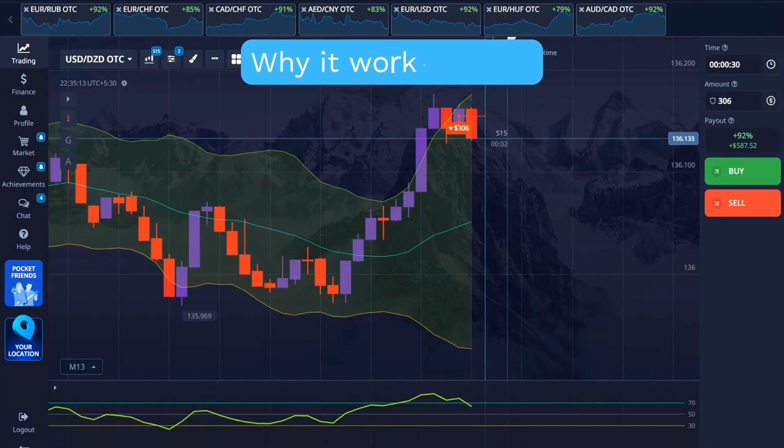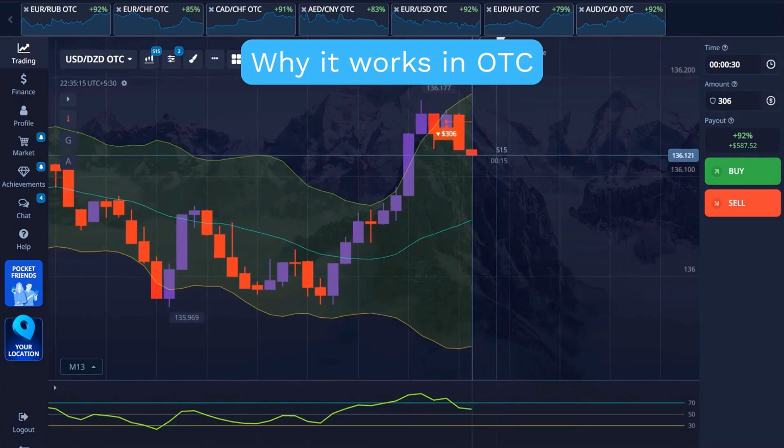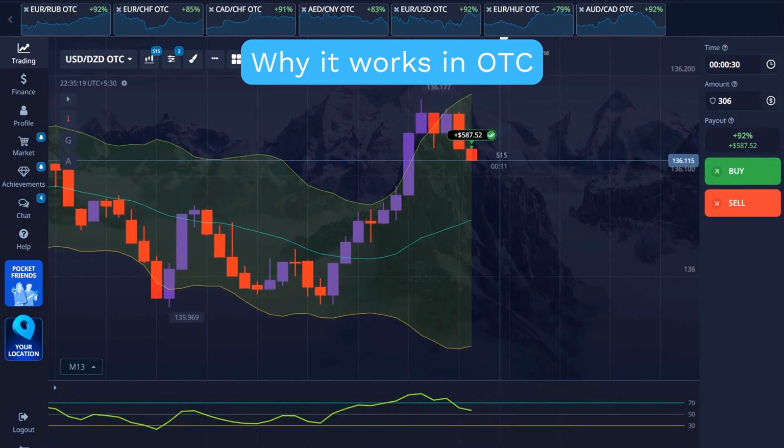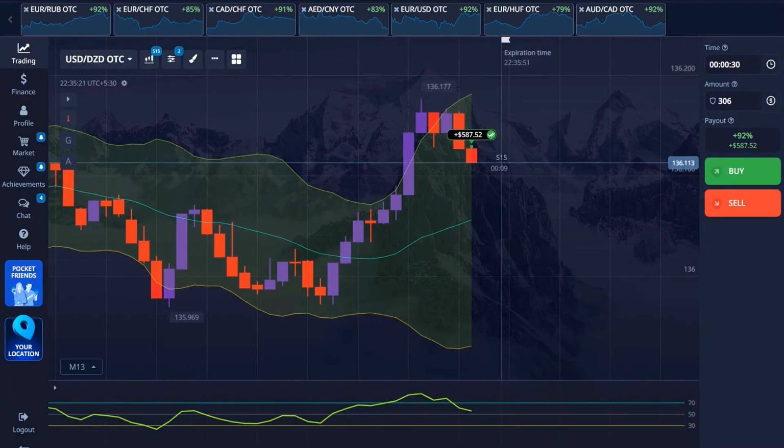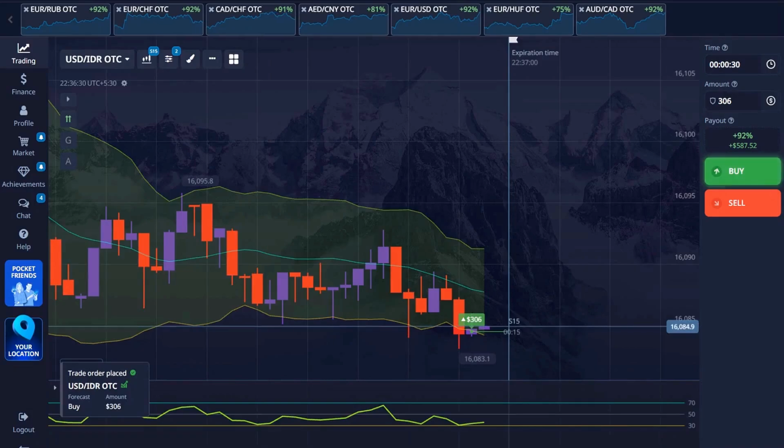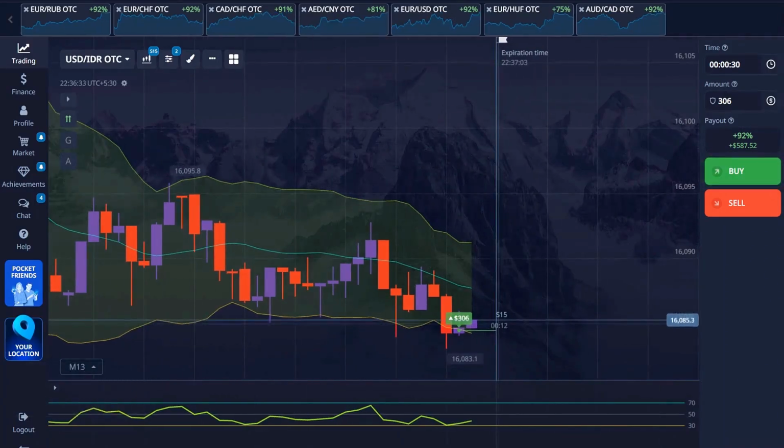Why it works in OTC. OTC markets often show fake movements to confuse traders. This strategy makes you think like the platform. Instead of chasing the breakout, you wait for the price to return inside the range and only then trade with confirmation.